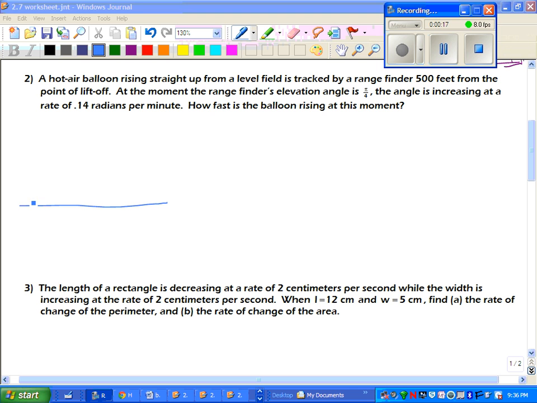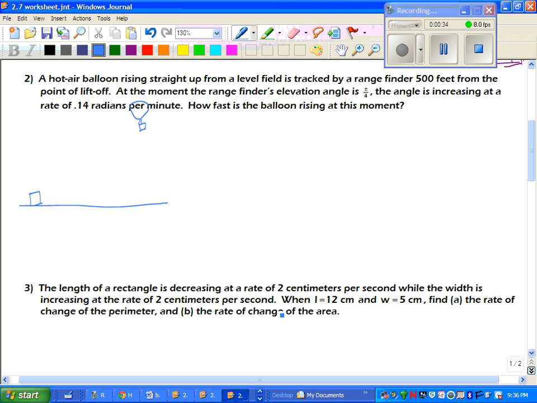I don't know what a rangefinder looks like, so I'm just going to draw a box. Here's our rangefinder. Over here, the hot air balloon rises up above the ground. Not the best hot air balloon, but I can live with it. So this is going straight up in the air. It says that the rangefinder is 500 feet from the point of liftoff. So this is 500 feet.